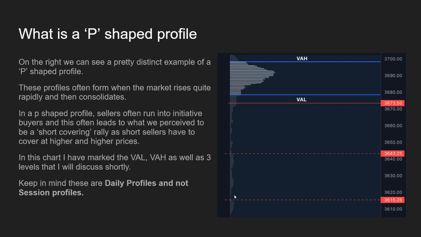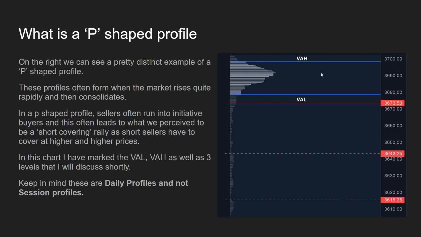This suggests that we rallied quite quickly into these levels and consolidated over here between the value area high and value area low. In a P-shaped profile, sellers often run into initiative buyers, and this often leads to what we perceive to be a short covering rally, as short sellers have to cover at higher and higher prices. And this continues obviously until we reach a state of balance, and this balance has been reached at the top, where we can see this large distribution.